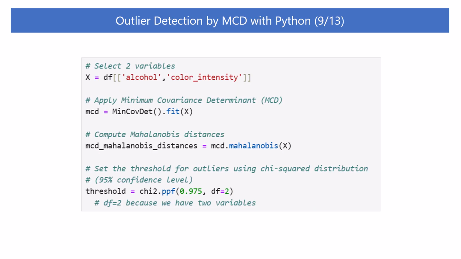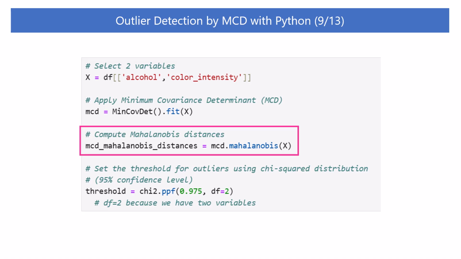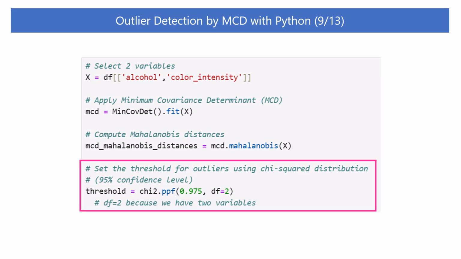Now, let's implement outlier detection using the MCD method. Create again a dataset with only two variables as capital X. Next, apply the MinCovDet class and the fit method to the dataset X to compute a robust covariance matrix and a robust mean. The results are stored in a variable named mcd. Using the result of this calculation, compute the Mahalanobis distance. And set the threshold value as before.